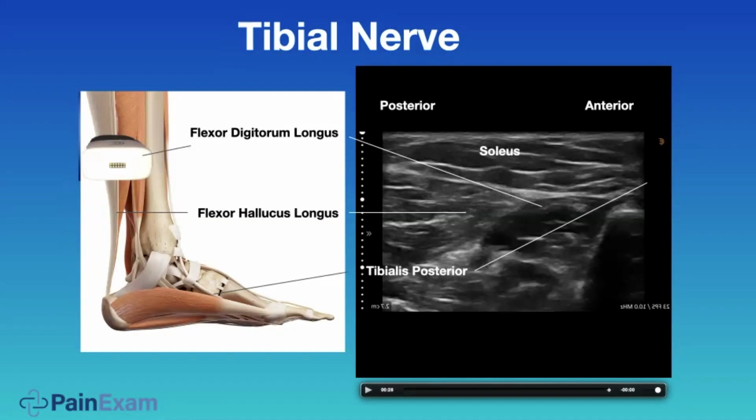Flexor digitorum longus is close to the bone. Flexor hallucis longus is over here. Here's tibialis posterior. It's off the screen, but you can see it over here. That's a tendon, and here's a nerve.